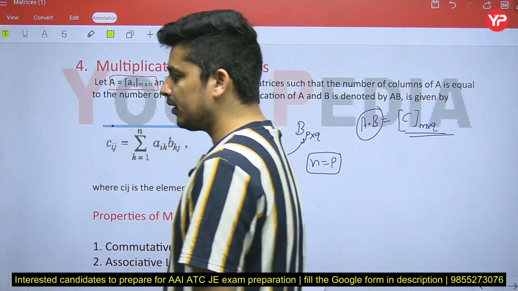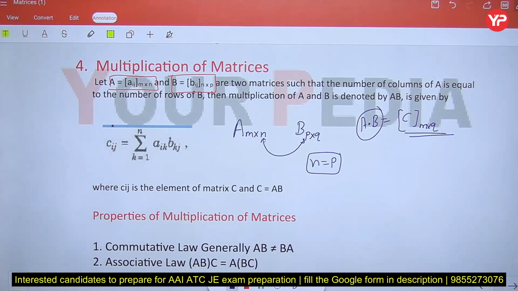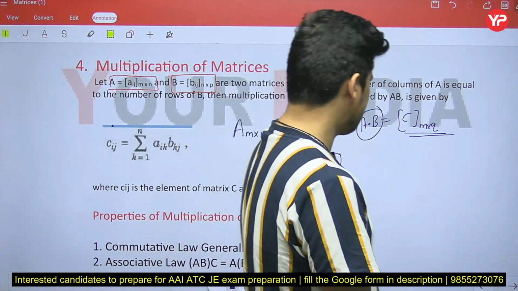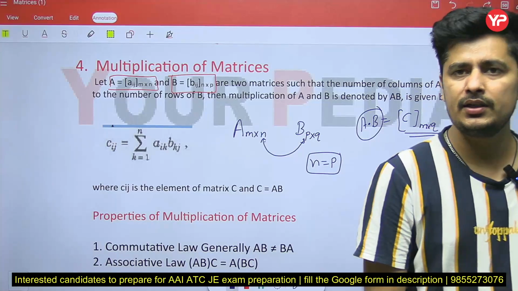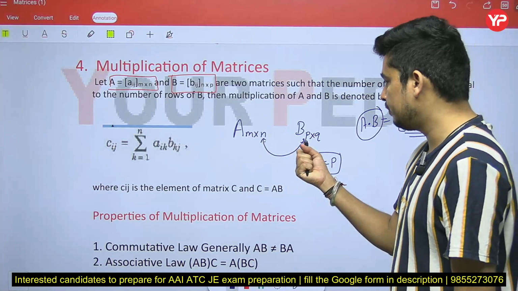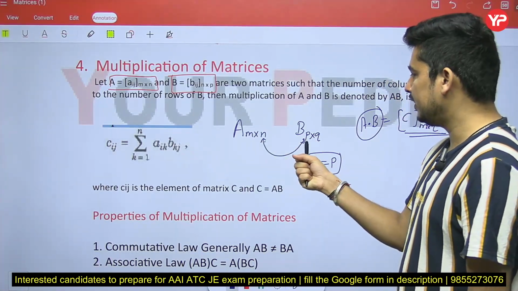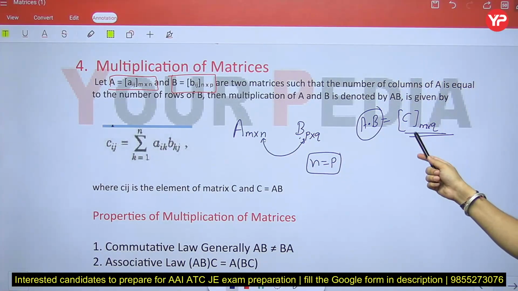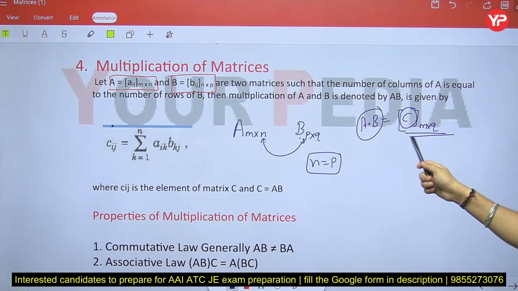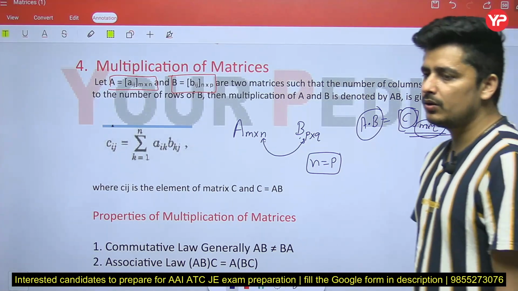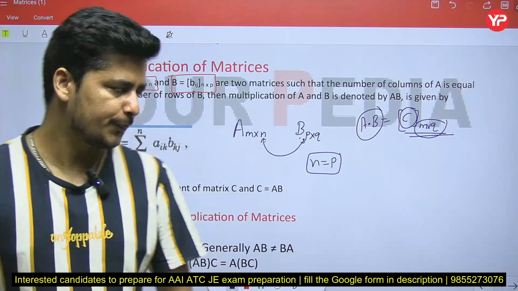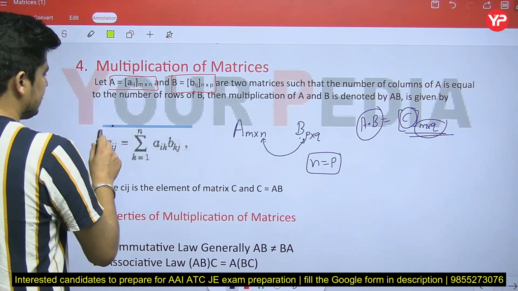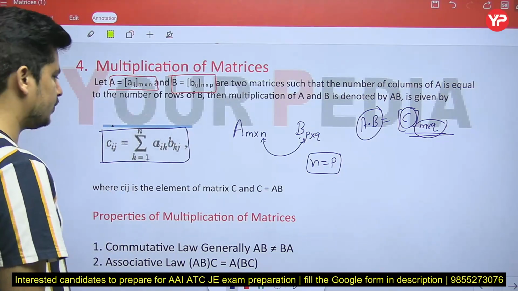So whenever you are performing A into B, where A is M cross N and B is P cross Q, then N should be equal to P, and when N is equal to P, the resultant matrix C must be of the order M into Q. So that is the main thing, okay. And this Cij matrix is equal to this one. We are going to discuss that.